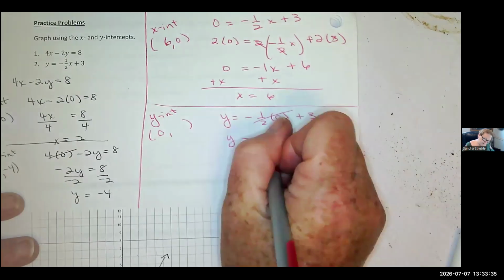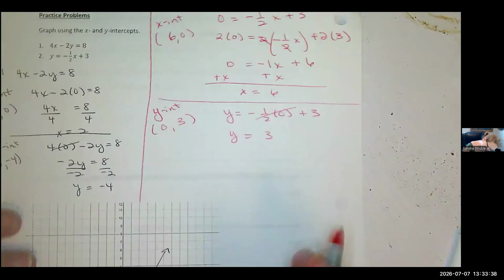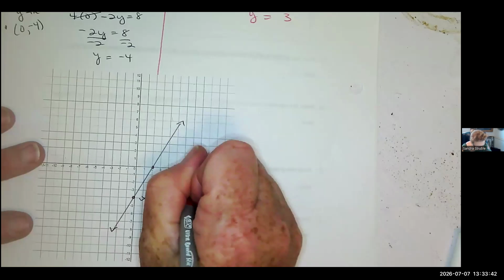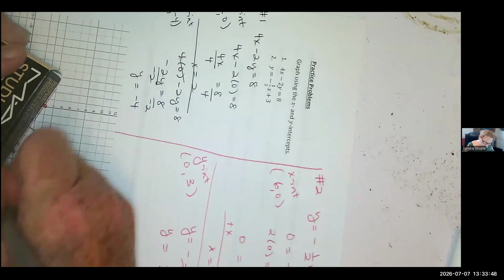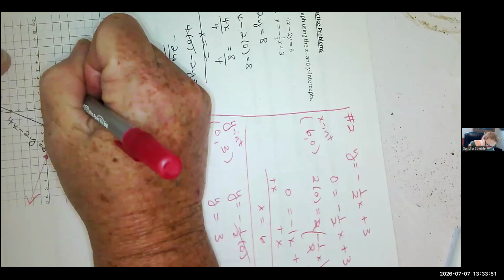All right, let's plot those points. So (6, 0) and (0, 3). And then label it: y equals negative 1/2 x plus 3.